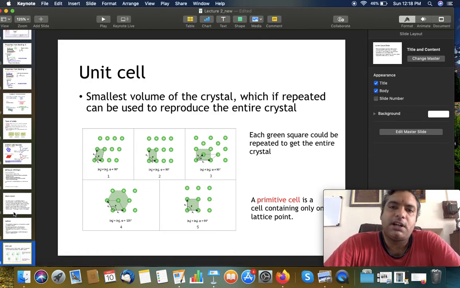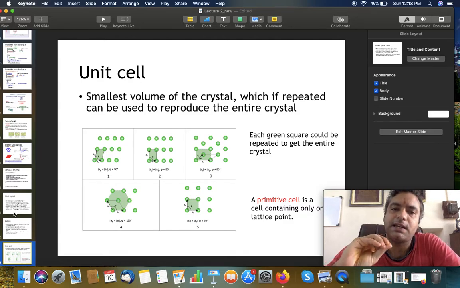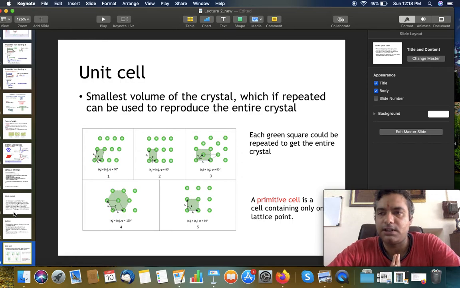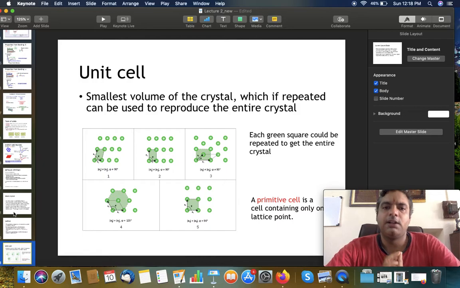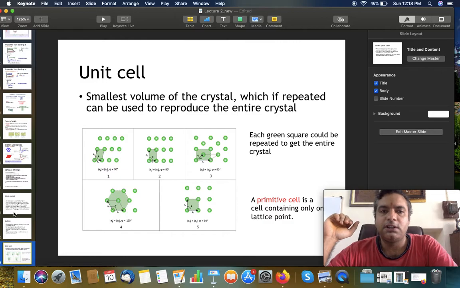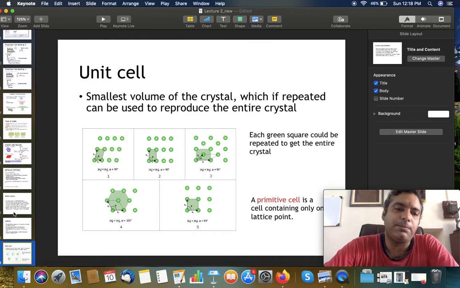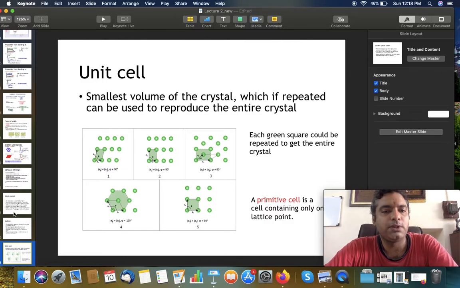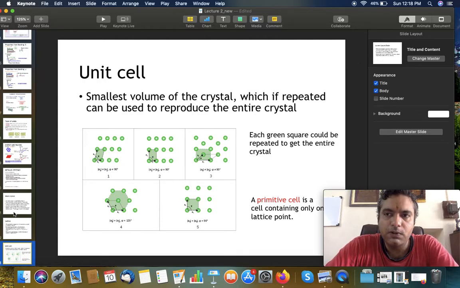Lattice actually starts with a unit cell. And what is a unit cell? A unit cell is the smallest volume of the crystal, and if this smallest volume is repeatable, and we could repeat it to get the entire crystal structure, we call this the unit cell. For example, in the first structure, you can see a rectangle which is tilted at a small angle of 10 or 20 degrees. The smallest repeatable unit that we can obtain here is a slightly tilted rectangle.